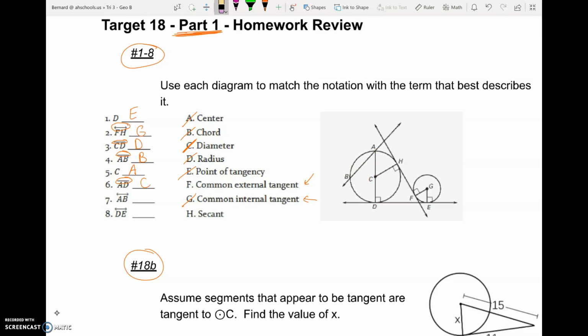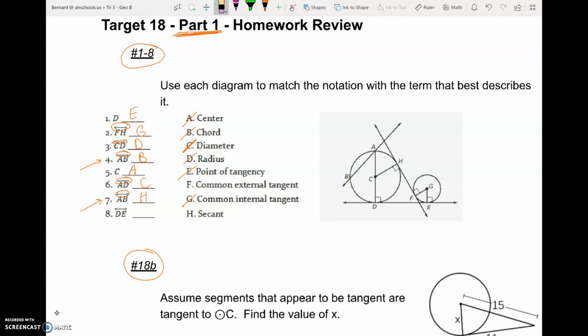Next one, AB, but this time with arrows. And so we find A and B, but we're going to talk about the whole line going through them both. We're going to include the arrows. And so this is similar to a chord. Remember, we answered chord for number 4, segment AB, no arrows. This time we have line AB with arrows. And so this is a line that goes through the circle, hits it in 2 spots. We call that a secant. So we'll put an H there.